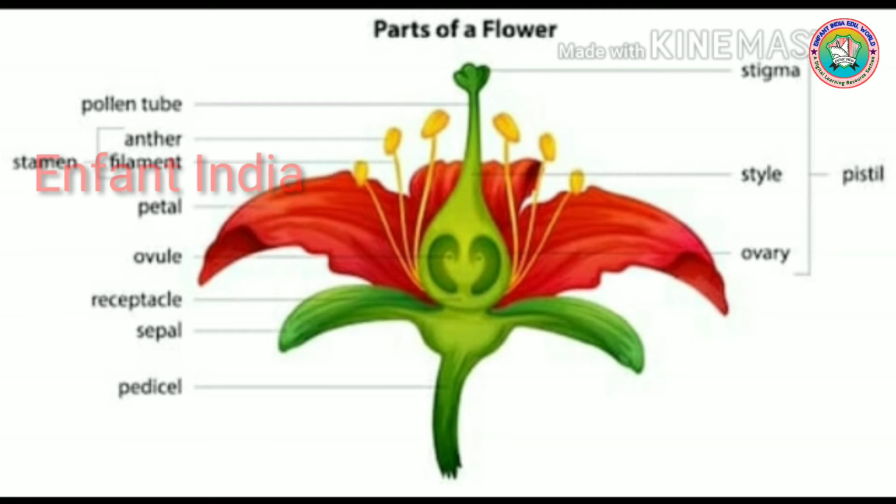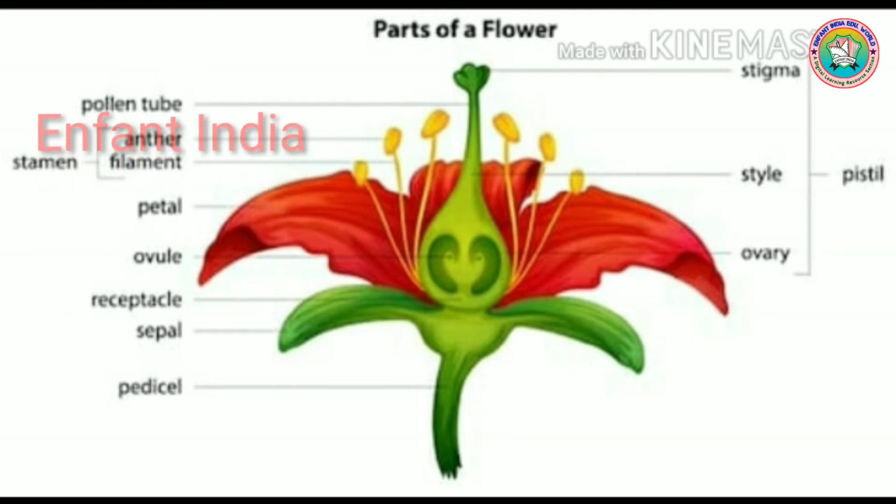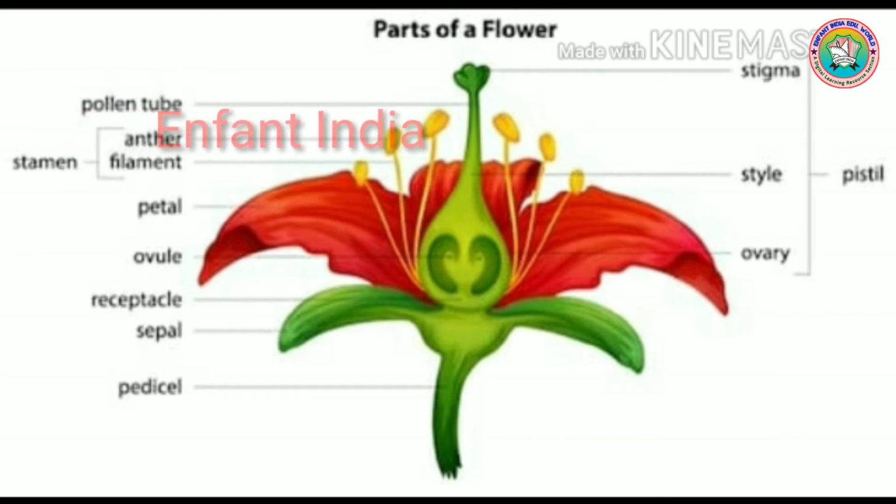Gynoecium, meaning pistil, is the female part of the flower and stamen is the male part of the flower. So in this lecture we will learn about the parts of flowers. Now the functions of the sepal, petal, stamen and pistil.